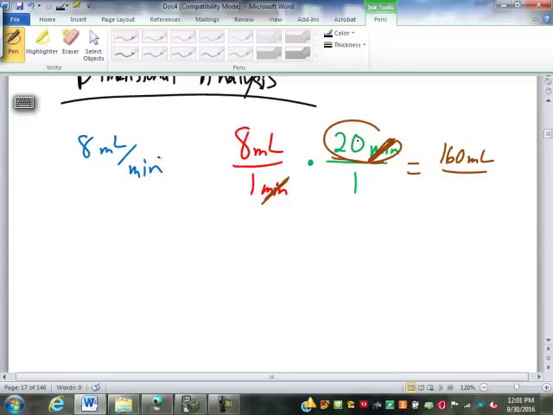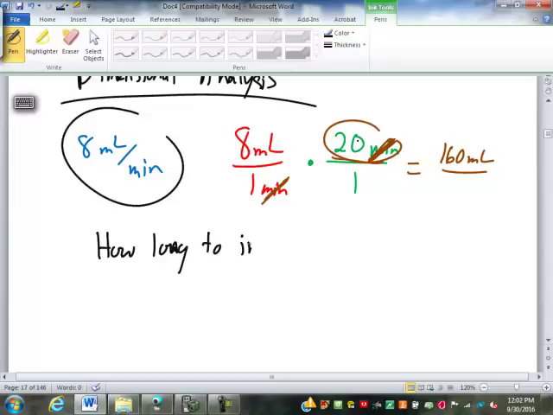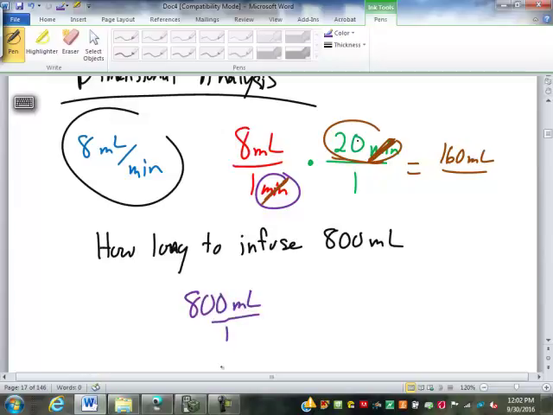Okay, let's say it's still flowing at 8 milliliters per minute, I now want to know how long to infuse 800 milliliters. I want to know a time, right? This does not have time on top. Time's on bottom. So I can't use it like that. I have to have the time on top. So I'm going to start now with my 800 milliliters. I'm just going to put it over 1.